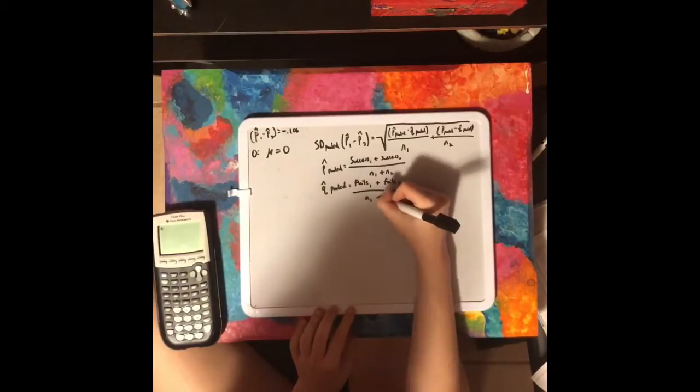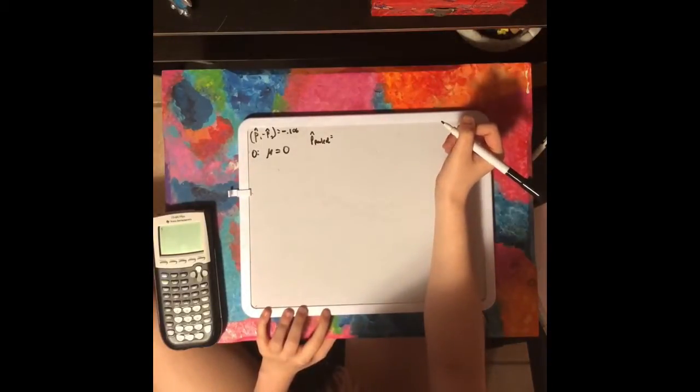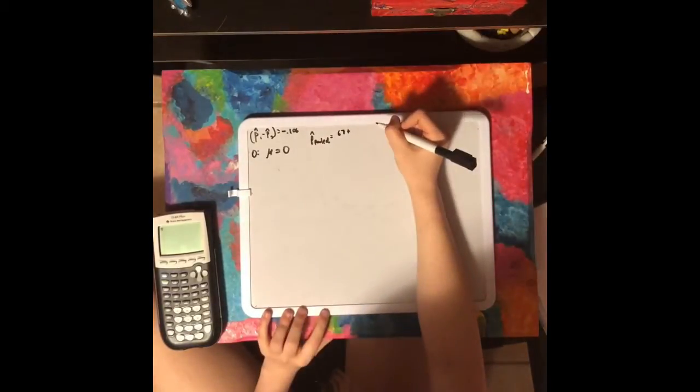So let's do this with the problem we've been working on. First, we'll start by finding p-hat pooled and q-hat pooled, and then plugging everything into the equation.